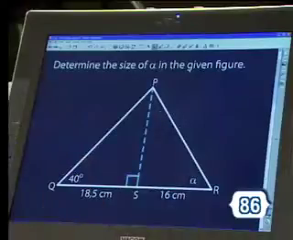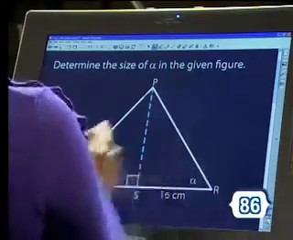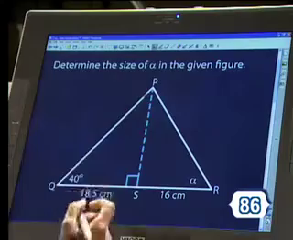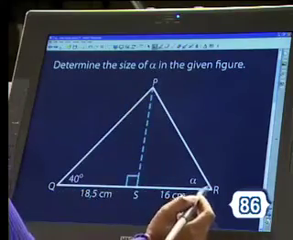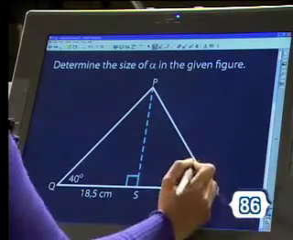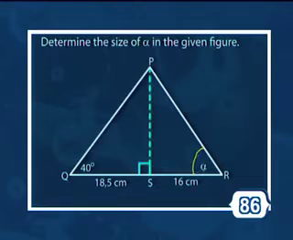We are now going to move on to the example on page 86. We have to find the size of alpha in the diagram that they gave us. As you can see, the way it's set up, we have more than one triangle. In order to work out alpha, we have to have at least two sides in the triangle.